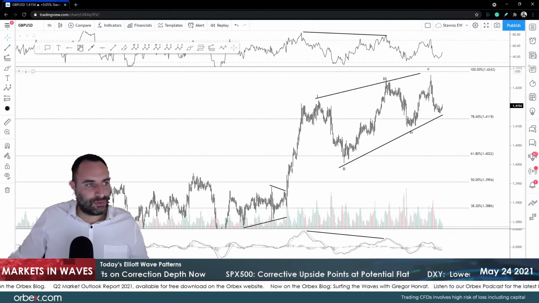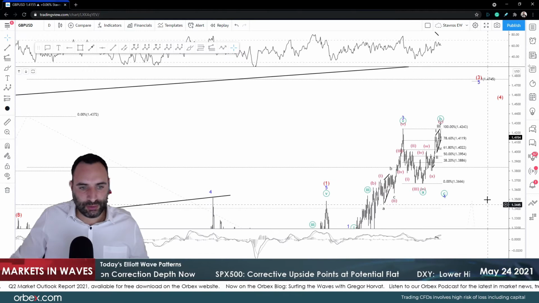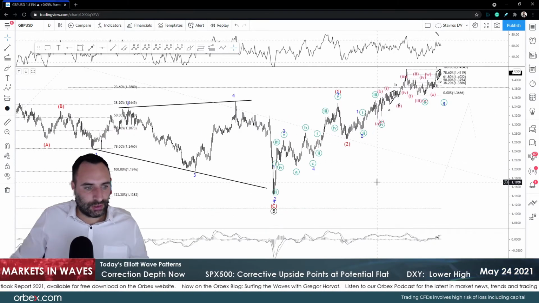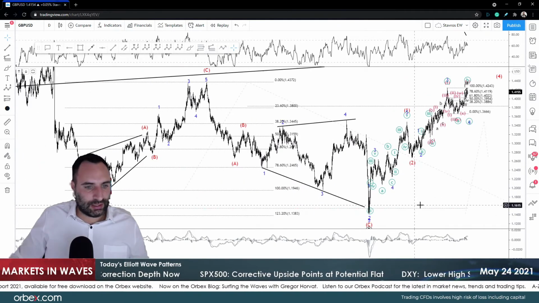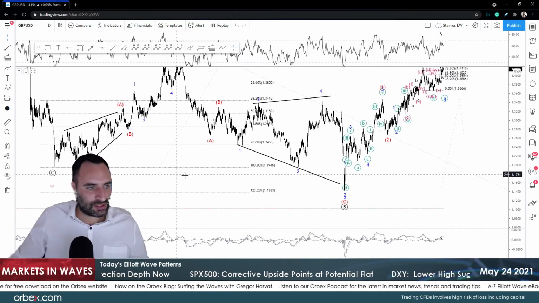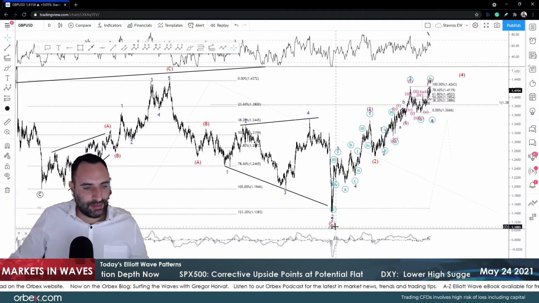Now on the pound, going on the daily, let me show you what I'm looking at here. I'm looking at a W, X, and Y over here as well. This is my W. This is the wave A and the wave B.